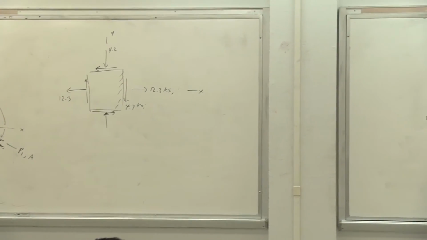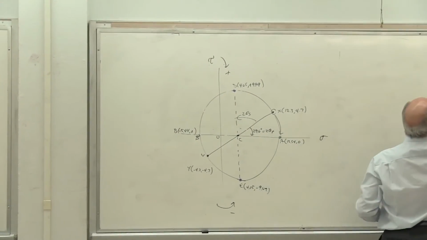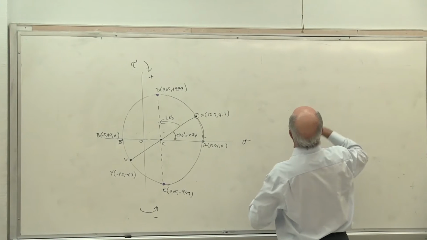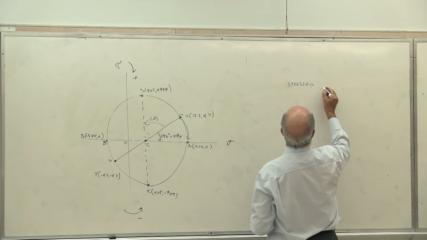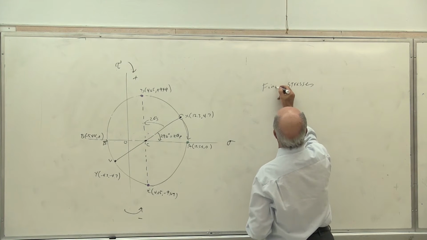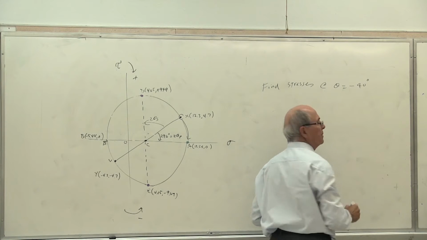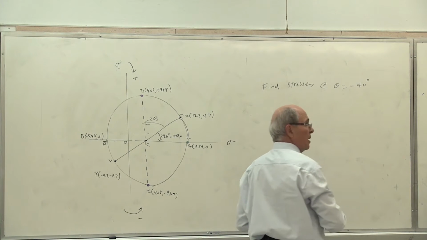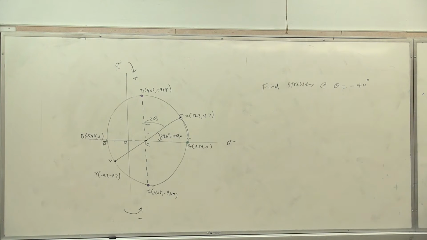Please write it down. This is something I did for the other class, so before I go to the next discussion, let's do that. Now find the stresses. This is a new question. The same problem, find the stresses at theta equal to minus 40 degrees. Especially last time I asked you, one of you guys in this corner, you said you can do it. Is that correct or not? I think it was in this class, somebody asked me.